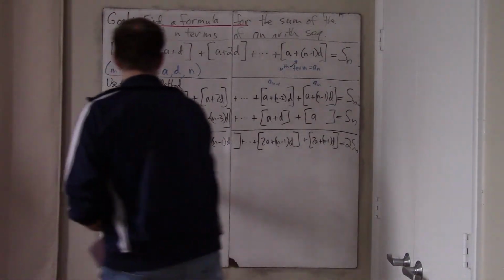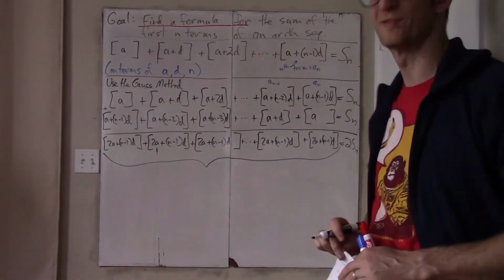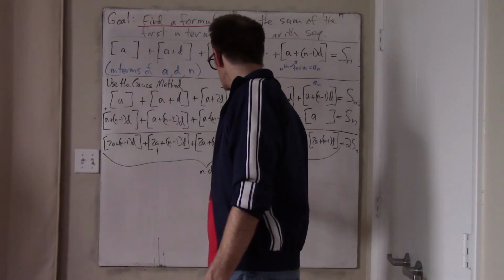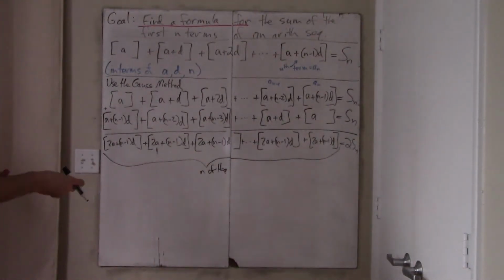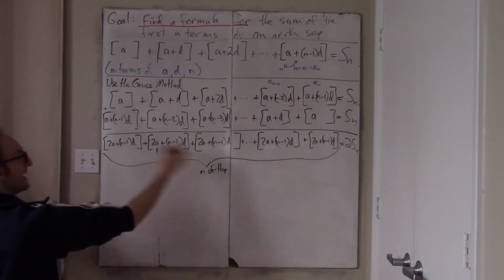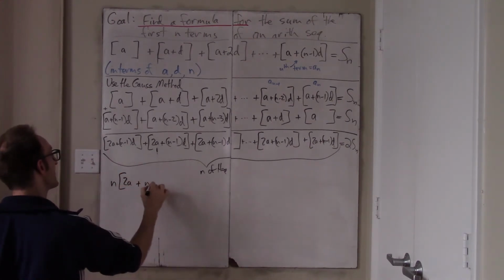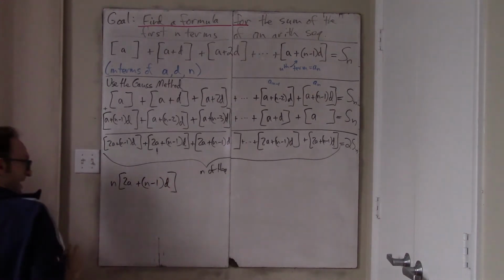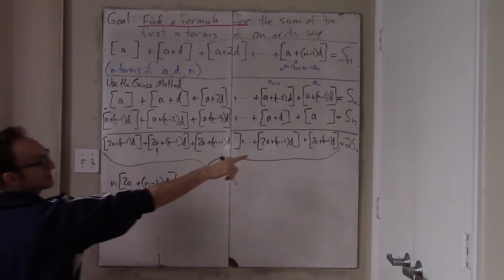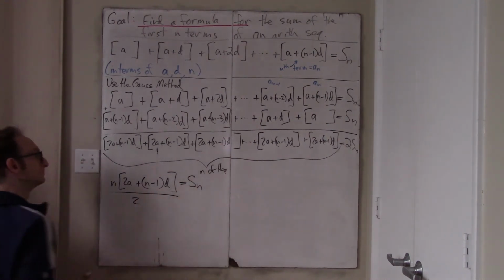Okay, how many of these are there? There are n of them, because there are n things I'm adding. So we have n of these, and there we go. The answer to this problem, therefore, is this expression, 2A plus n minus 1 d. I have n of them, so I multiply by n, and what does that give me? It gives me twice the thing I want. And therefore, the thing I want is that divided by 2.